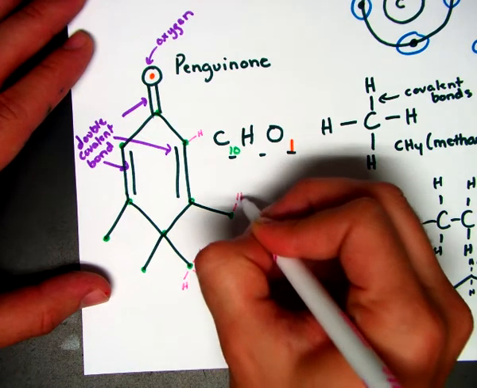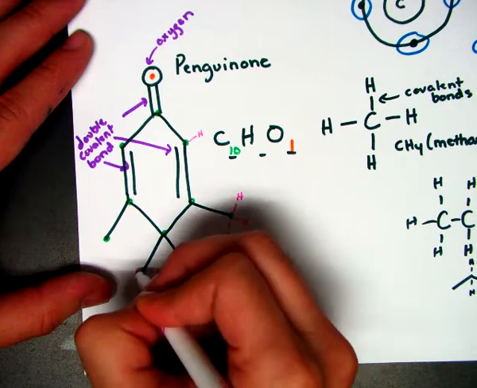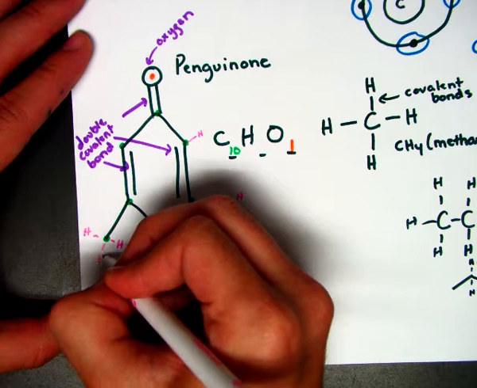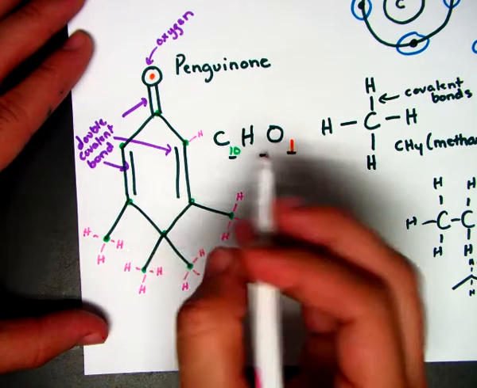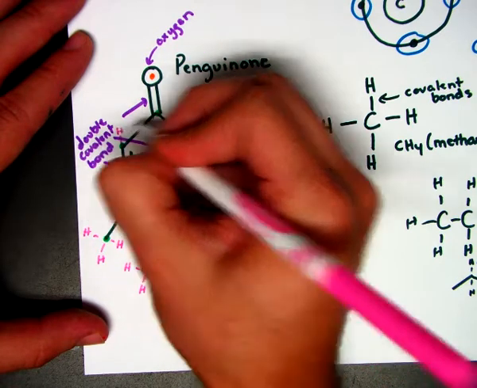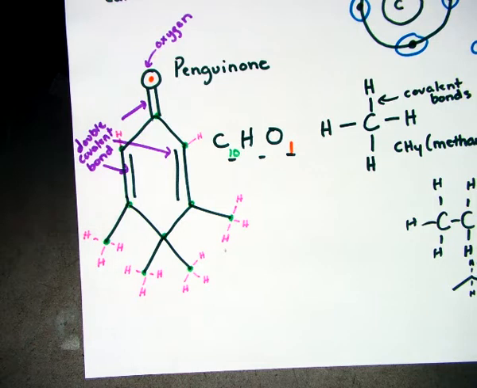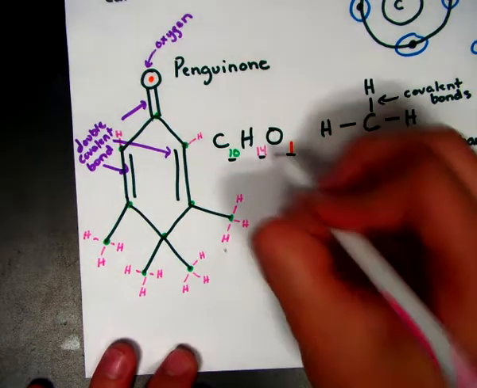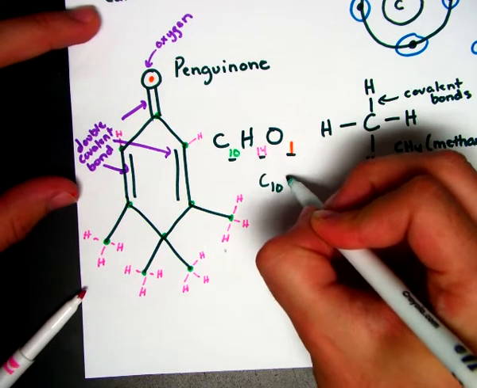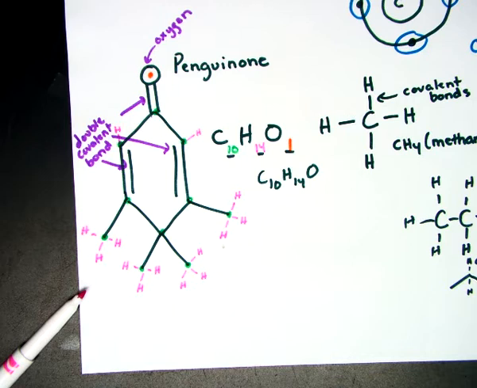Same thing here. Same thing here. Same thing here. All right, this is a symmetrical molecule, so it'll be the same thing on the other side. So we just have 1 little hydrogen there, and that's it. So we got 1, 2, added to 12 for a total of 14. So our chemical formula, C10H14O. Usually you don't write the 1. Penguinone. All right.